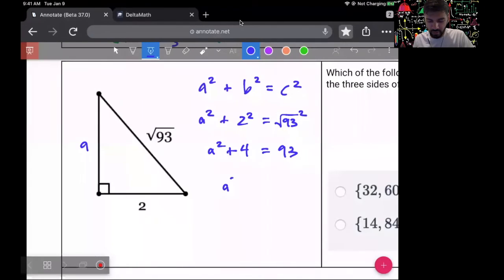And then we have a squared is equal to, if I subtract 4, I get 89. So a is equal to root 89. Okay.